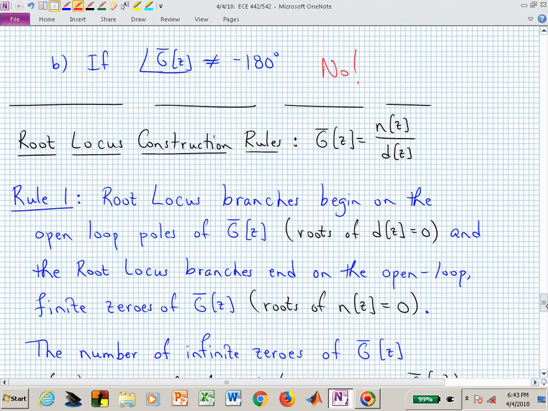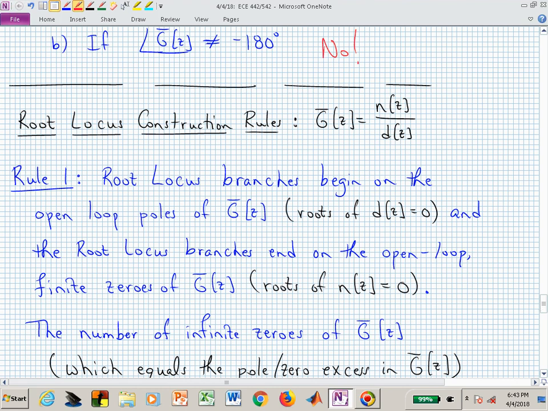Here's rule number one, and I'm assuming this structure for G bar. And we started, I think, about 20 minutes late, so we'll keep going for 20 minutes. How's that? G bar of Z is N over D.